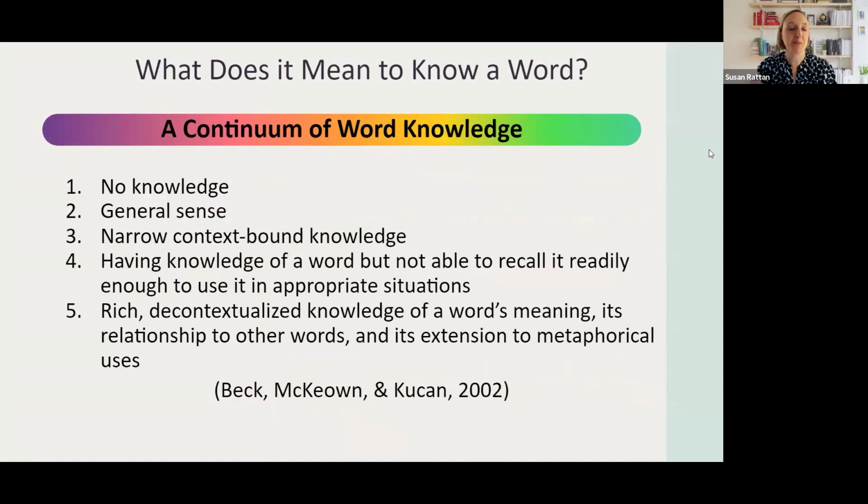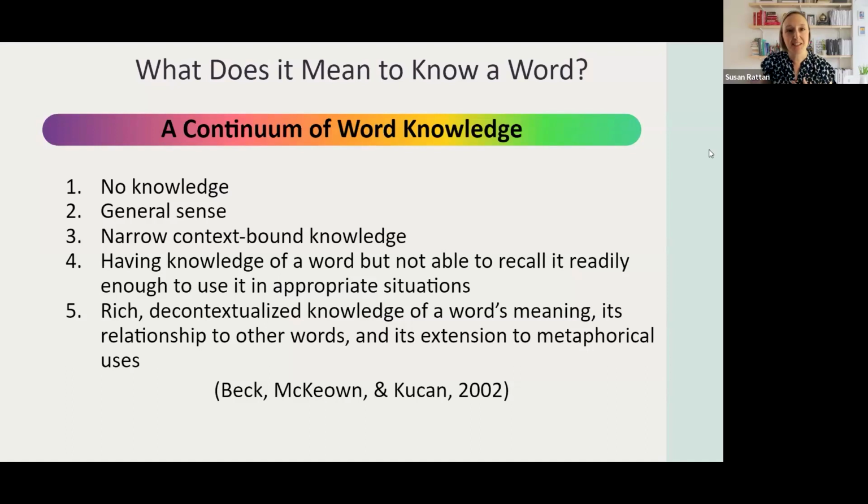Other researchers have similar, slightly different models, but everyone is in agreement that knowing a word is not all or nothing. You can have varying levels of word knowledge, starting with no knowledge and ending with really rich knowledge, where you can understand a word in multiple contexts. You understand its meaning and how it relates to other similar words. And then there are variations in between those two extremes.